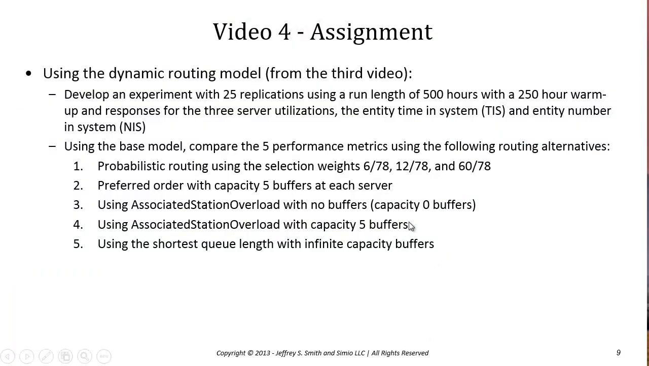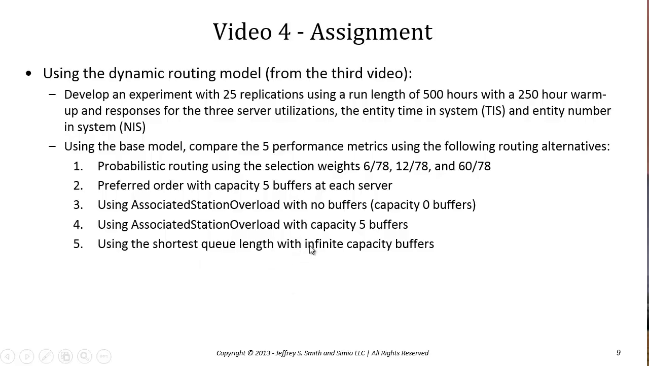The third configuration uses the associated station overload function with no buffers, so capacity 0 buffers. The fourth configuration uses associated station overload with capacity 5 buffers. And finally, the fifth configuration uses the shortest queue length with infinite capacity buffers.